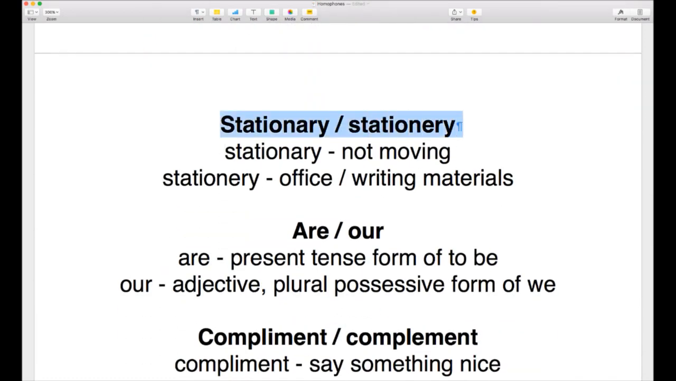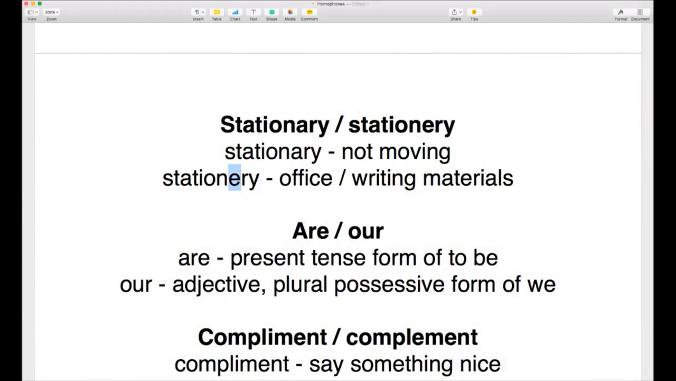All right, so stationary. If we spell it with an A, stationary, then it's something that's not moving. Normally, it refers to vehicles. So you could say the train was stationary in the station, or the car was stationary at the time. It wasn't moving at the time of the accident. And then we also have the word stationery spelt with an E. Stationery, in this sense, means office or writing materials. So things like paper, pens, sellotape, Tippex, a hole punch, a ruler. Okay. I think that's pretty straightforward.